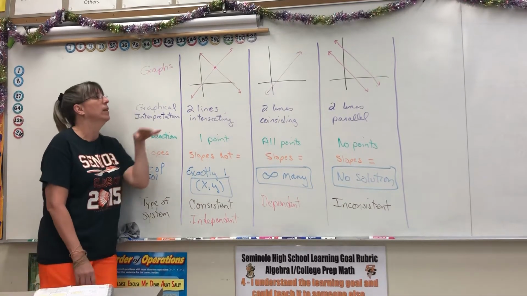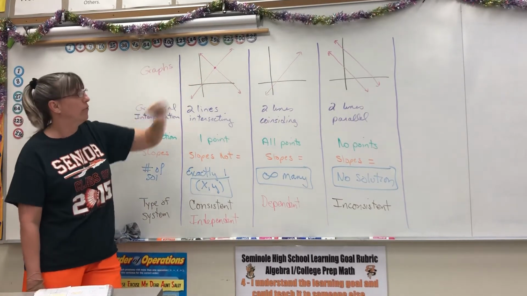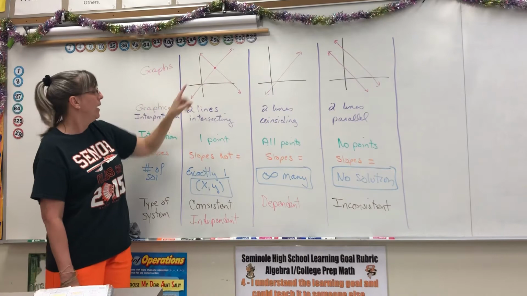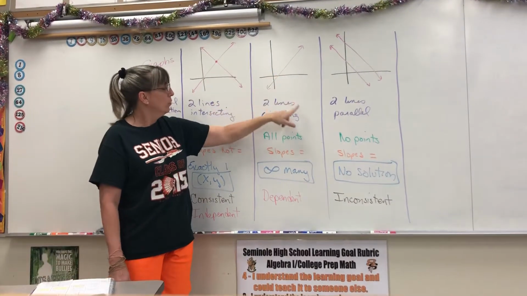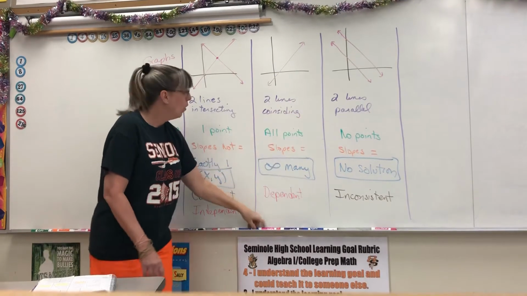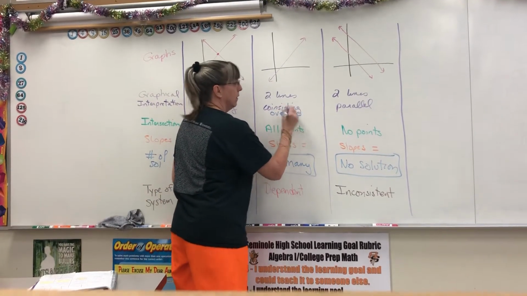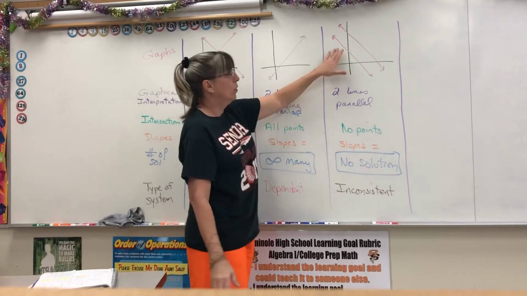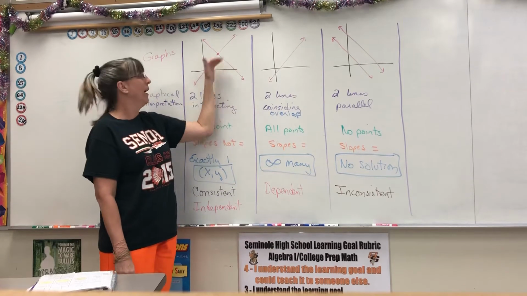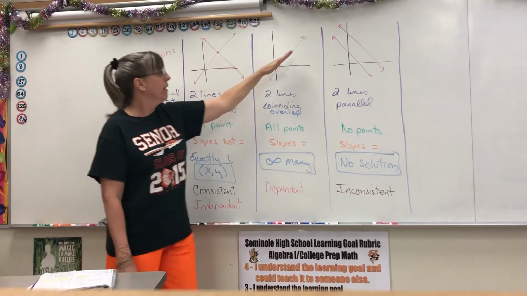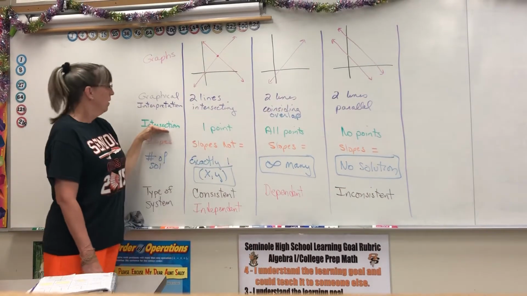Just pay attention. When you're doing graphing and you're doing systems of equations, you have 3 types of graphs. You have 2 lines that intersect, you have 2 lines that coincide or overlap, and you have 2 lines that are parallel. Those are the only 3 options you have. They intersect, they overlap, or they're parallel, okay?